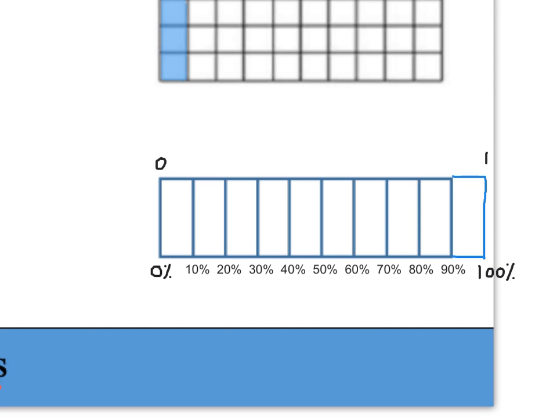I know that 5% is between 0 and 10%. So I'm going to shade this region right here. I know the bottom is worth 5%, and the top would be worth 1/20. So that's what 5% or 1/20 looks like on a tape diagram.